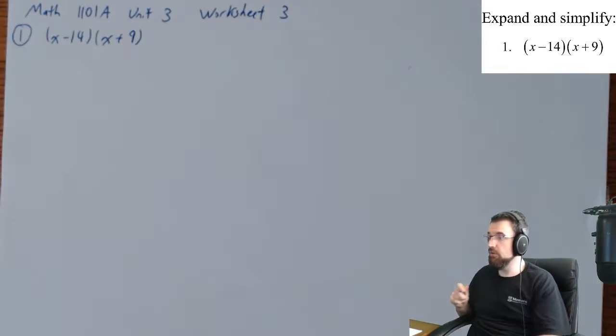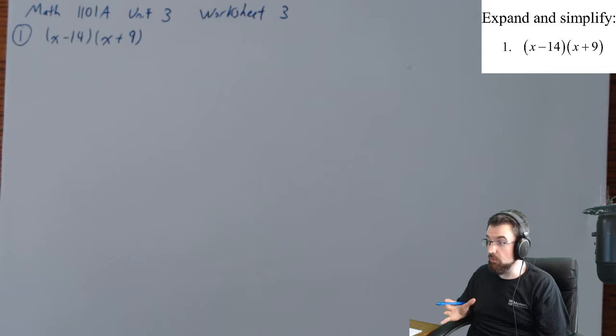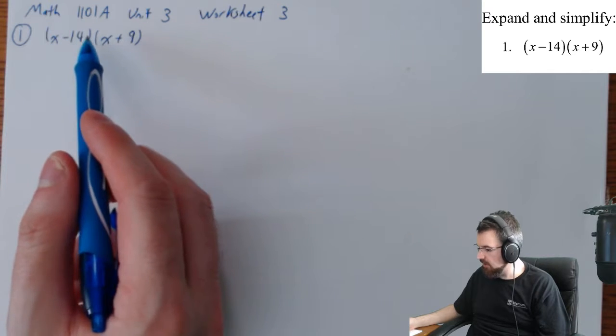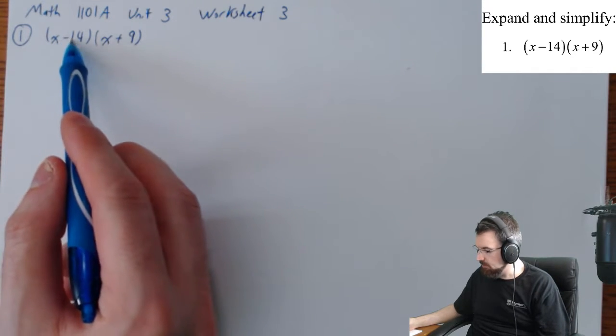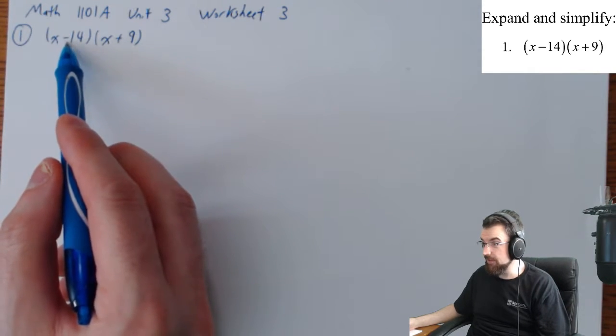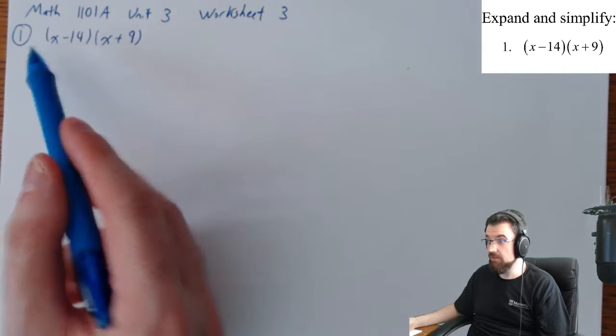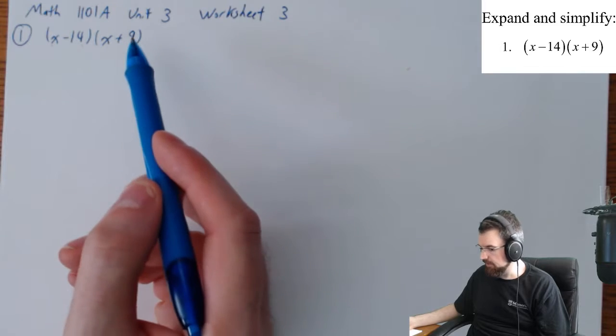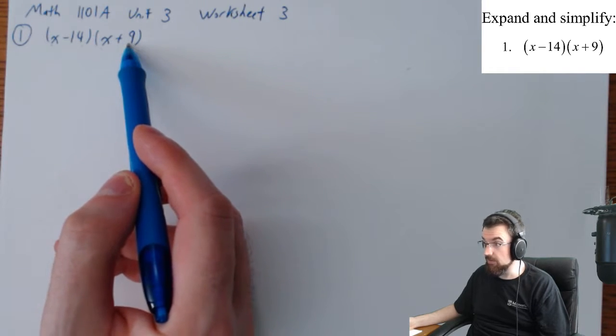So here we have two binomials, right? A binomial is a section of an expression that has two terms. So x minus 14 is two terms, because anything separated by a plus or a minus is a different term, right? So x is a term, the negative 14 is a term. This x is a term, and this positive 9 is a term.